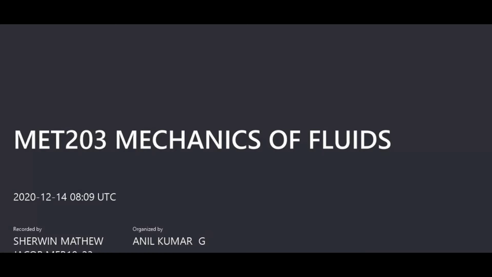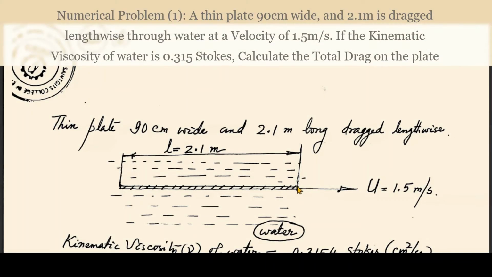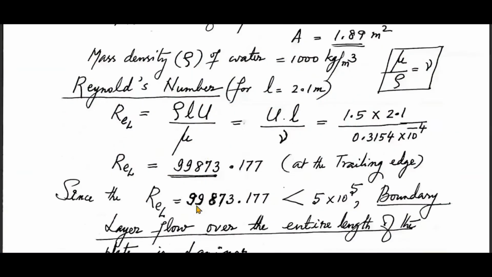So when this is moving in water, this side is moving to the right. The front edge will be the leading edge and the back edge will be the trailing edge. If you consider the entire length, 2.1 meter, then the Reynolds number for that is rho L into velocity by mu. When rho goes to the denominator, it is mu by rho, so mu by rho can be replaced by the kinematic viscosity nu.